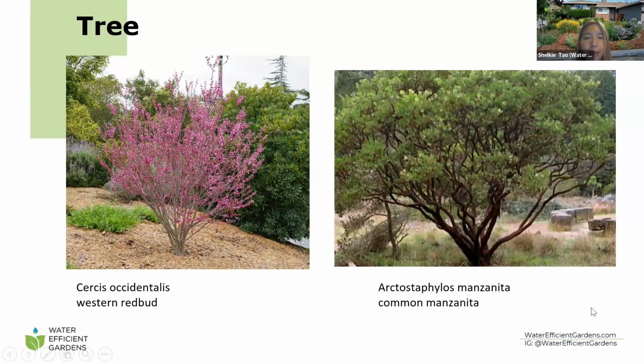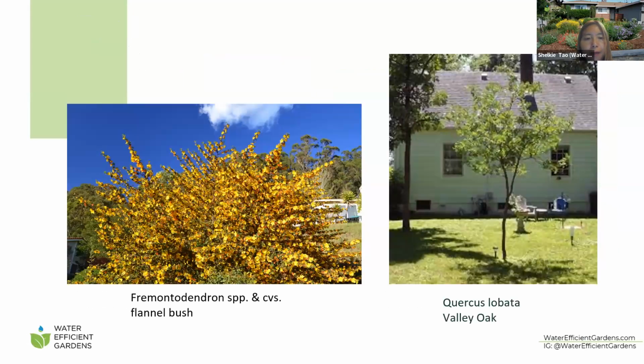So these are some of the native trees: the western redbud we just talked about, the common manzanita, the flannel bush, and the valley oak. Valley oak and coast live oak are both native oaks in Santa Clara, where we are here.